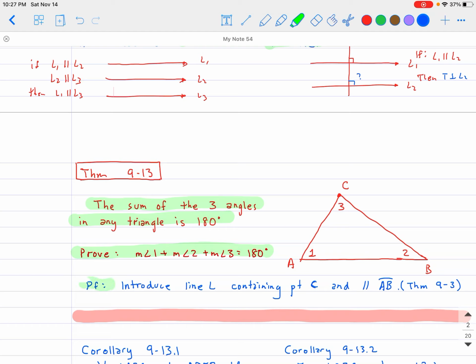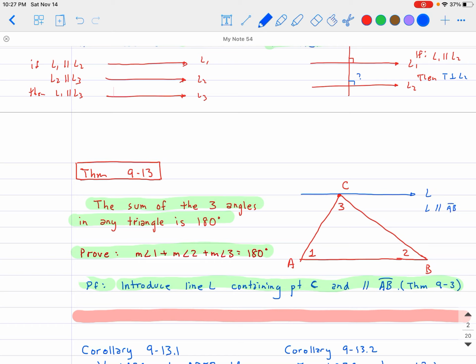The proof is going to start with introducing the line L, which is going to contain point C, and it's parallel to AB. So according to theorem 9-3, which says that if you have an external point, there is exactly one line that is parallel to the line that's given. So using a blue pen, let me go ahead and draw that line that I'm going to introduce in this case. And this is the guy that I'm talking about. Over here, we're going to call it line L.